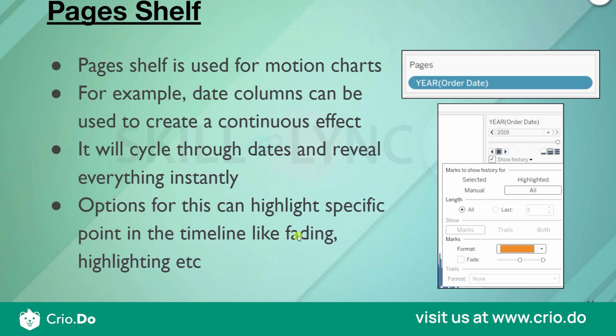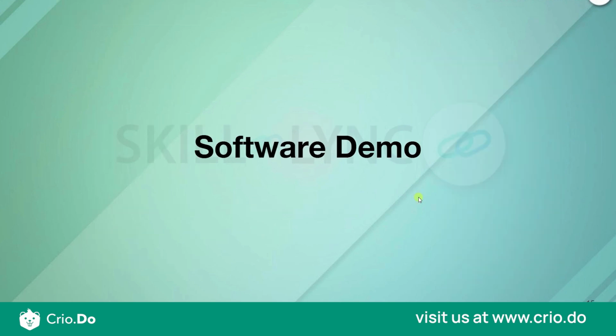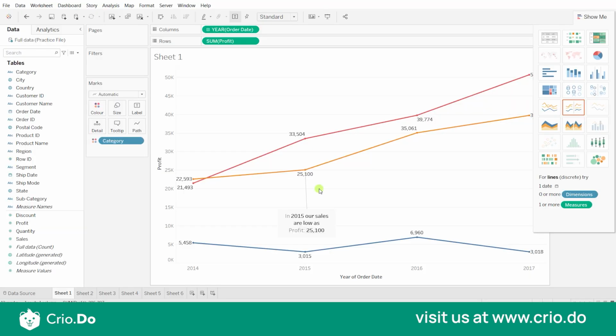Options are there to edit your motion charts, like you can highlight the point you want to focus on in the timeline. You can also use fading and specific highlighting over there. So let's see these two topics in the tool. We will discuss the marks and pages shelf in our tool, as a continuation of what we left in the quick visualizations part.